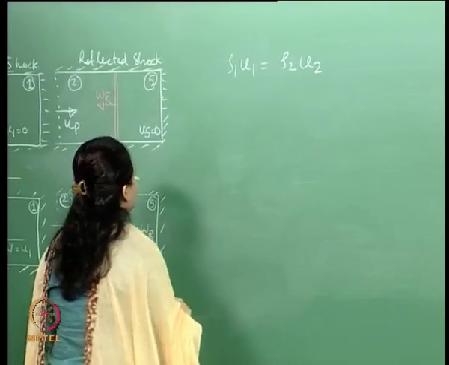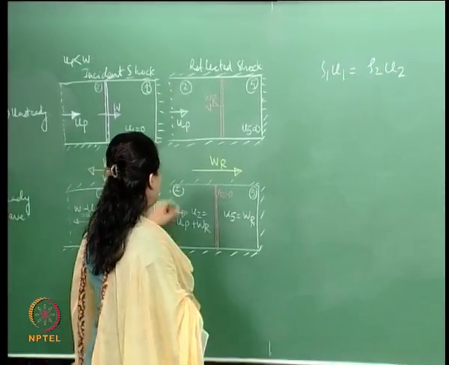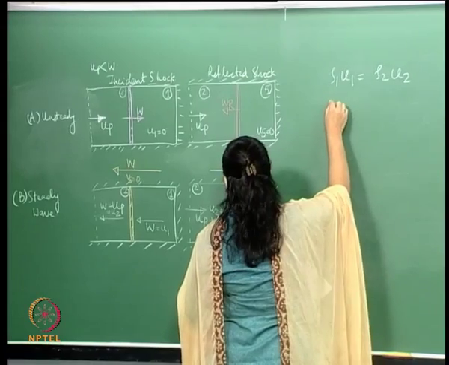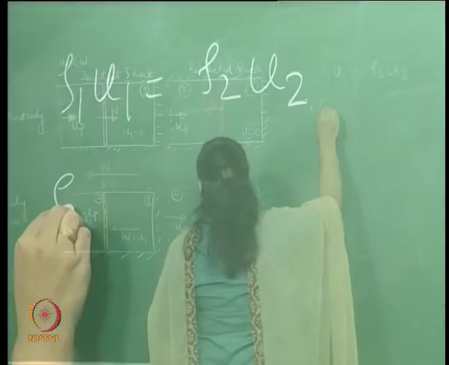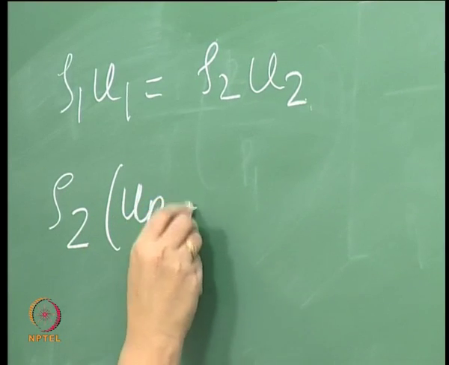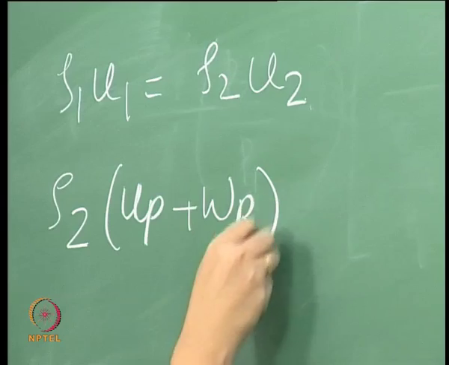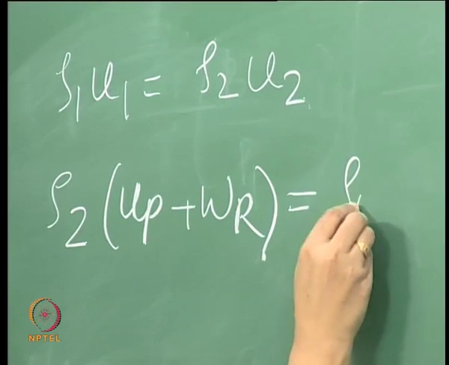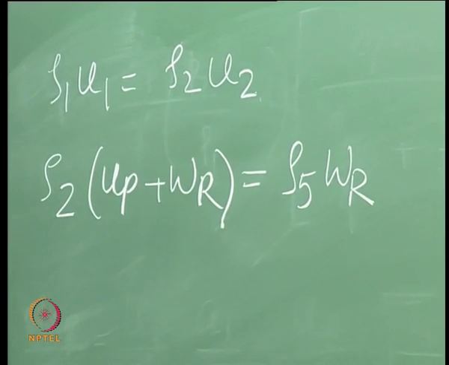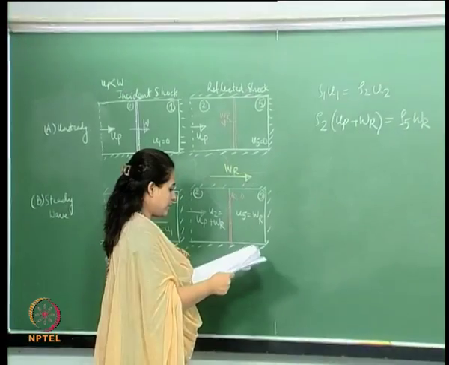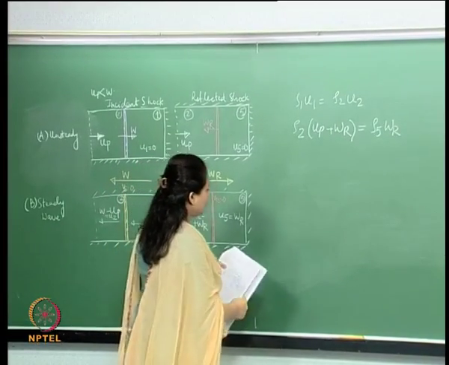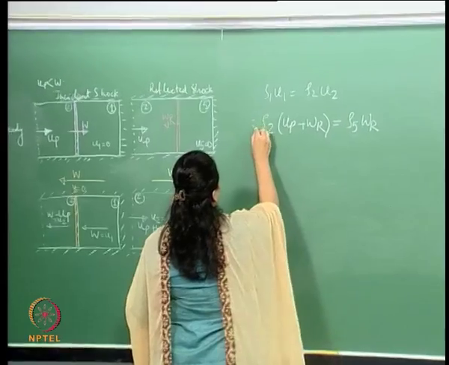So in that case, what this will become is rho 2 u p plus wr is rho 5 WR, right? So that is the continuity equation. So this is the continuity equation.